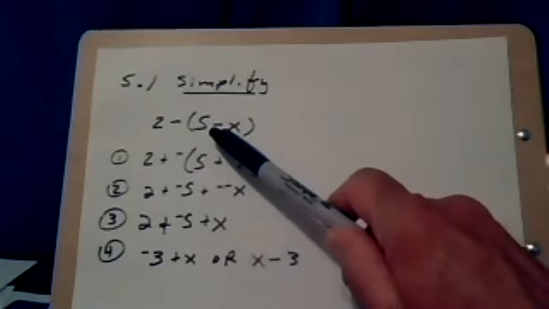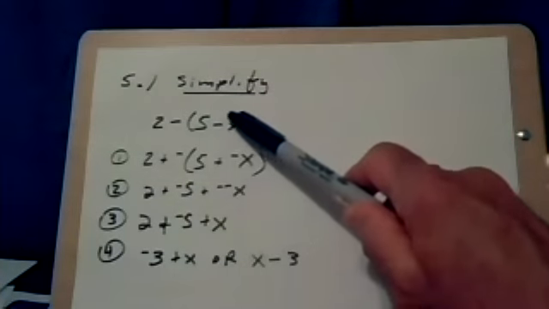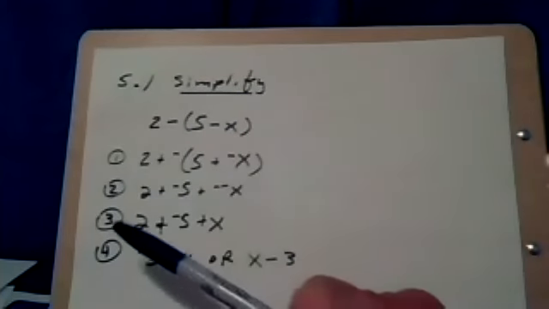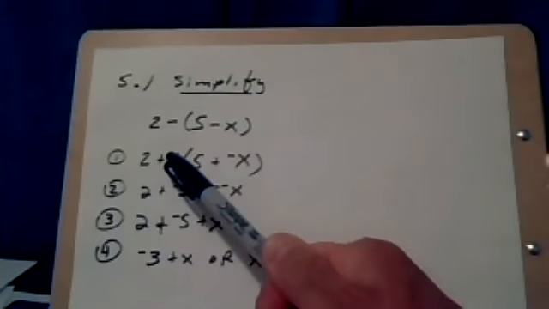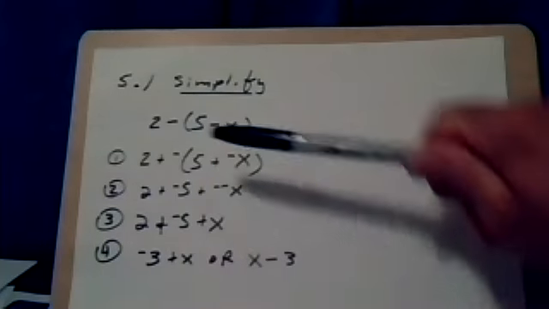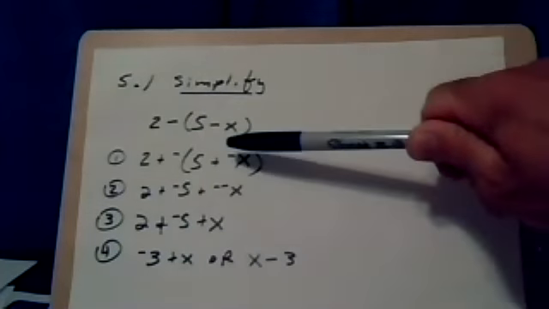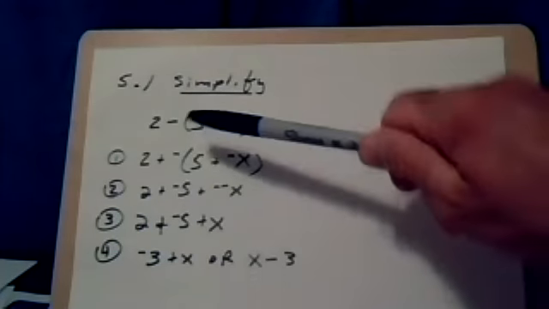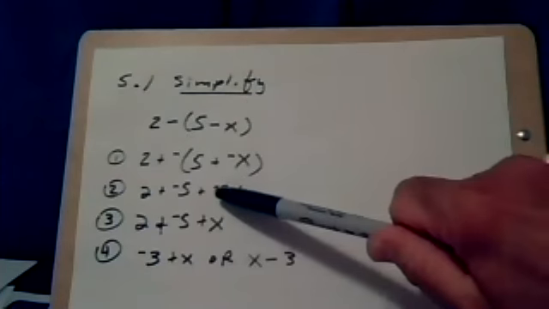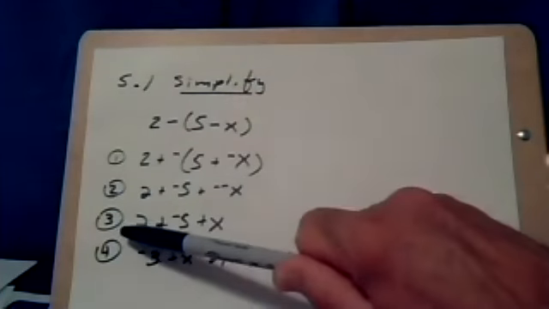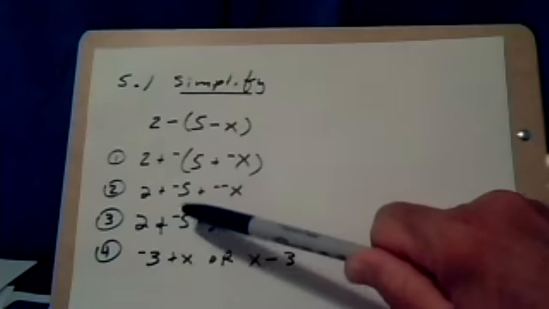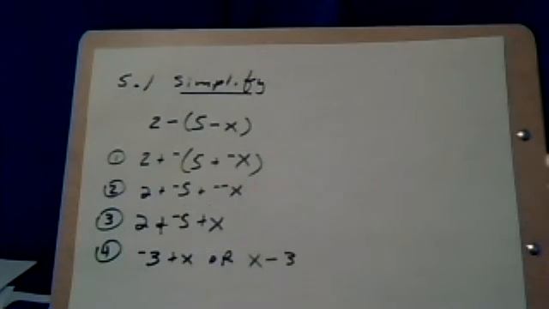Same here. Notice we move this negative up. Now that you have the negative outside the parentheses, you distribute. So negative times positive is negative. Negative times negative is positive. Now 2 plus -5 would be -3. Or if you like, instead of using a negative symbol, you could write it as X minus 3.